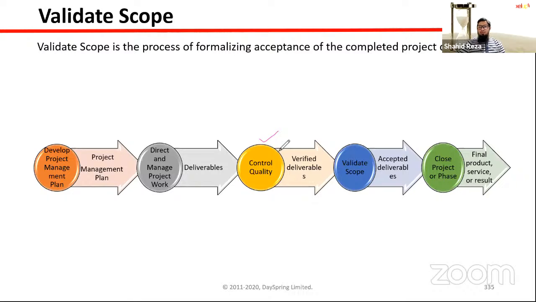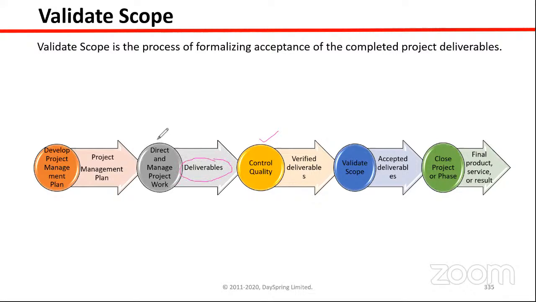From your end, noise is coming. I cannot hear clearly. Yes, sir. Here are deliverables. So is quality control before the deliverables or after deliverables? I am just confused here, because here it is direct and manage the project. So after we direct and manage the project, we will get the result. Then how can we control the quality of that result? Because it is almost already developed.